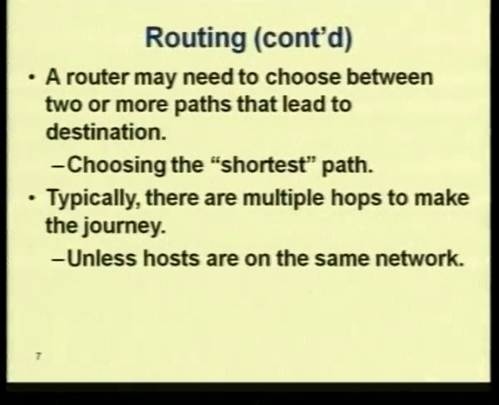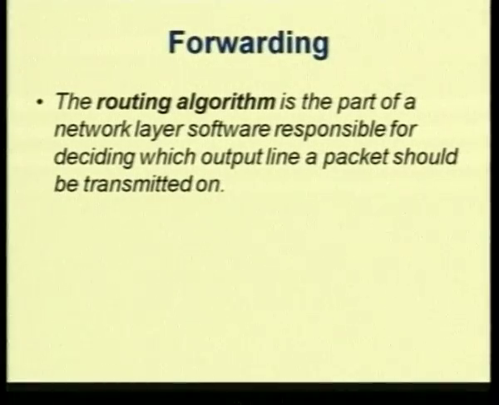Now typically there are multiple hops to make the journey. So unless the hosts are on the same network, you will have to go through multiple hops. So choosing the path through different hops is the job of the router. Okay. Now once you have done this routing, a routing algorithm is used. It is part of the network layer software and is responsible for deciding which output line a packet should be transmitted on.